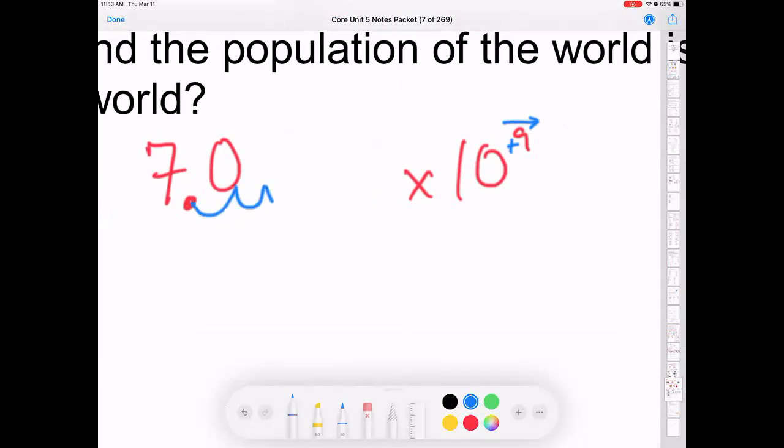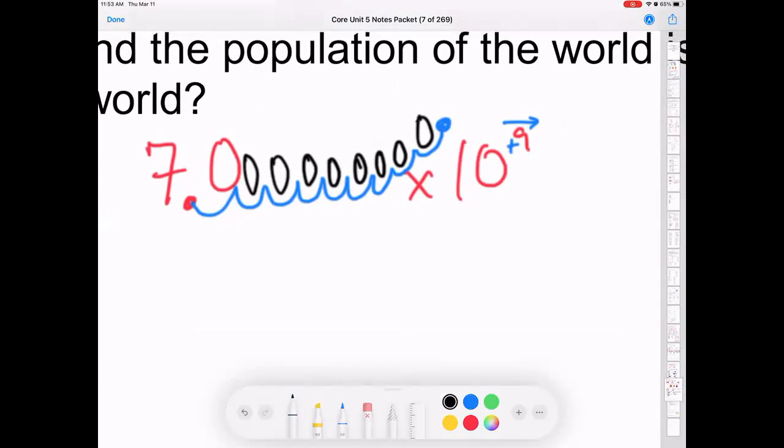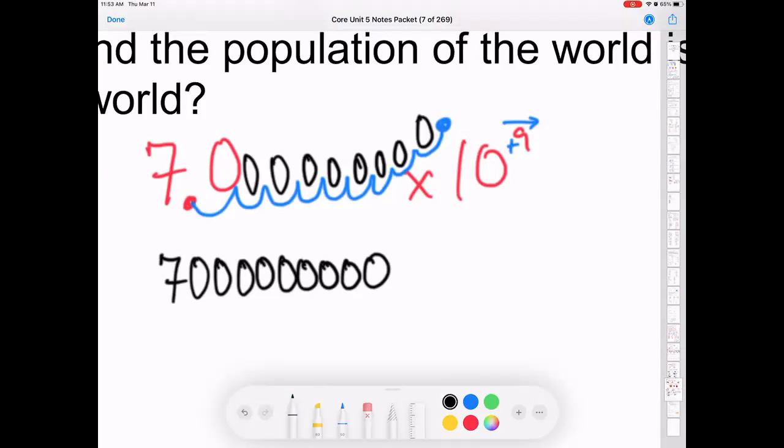So 1, 2, 3, 4, 5, 6, 7, 8, 9. And then anywhere where we see those bumps, we throw in the zeros. So 1, 2, 3, 4, 5, 6, 7, 8. Maybe our 9th. So it looks like there is our value. And then our commas. So we are looking at 7 billion people roughly on the earth.